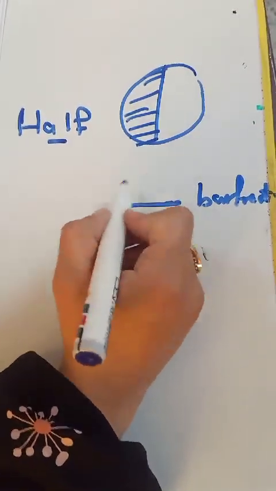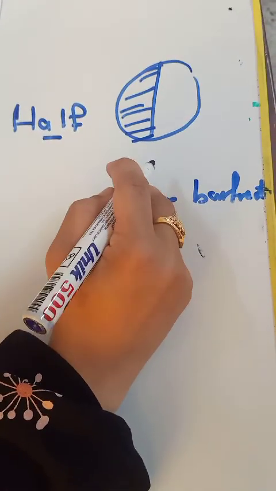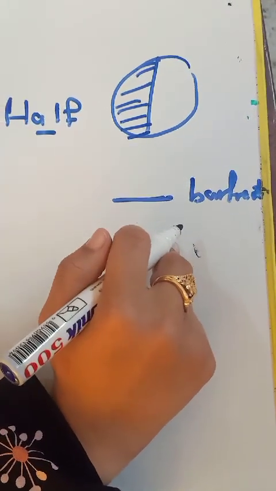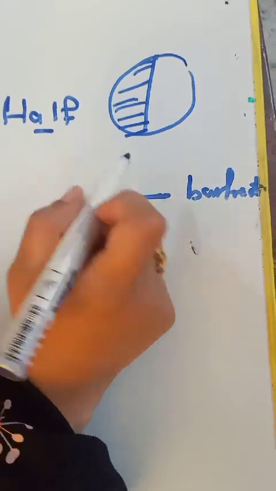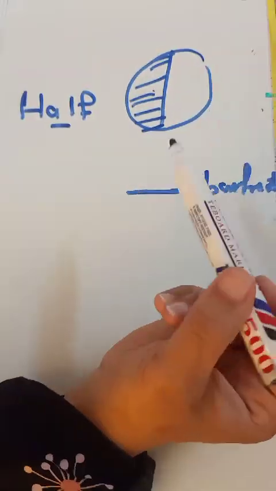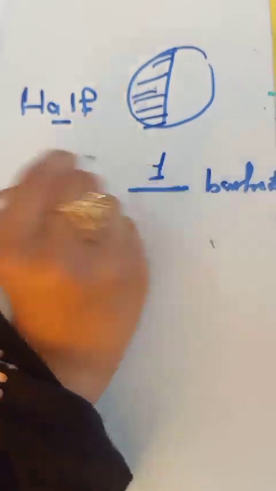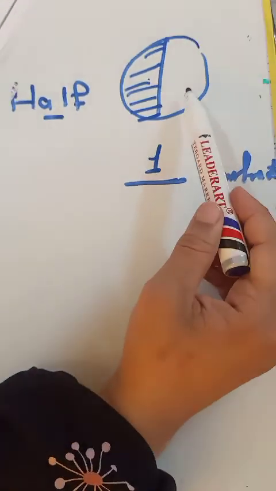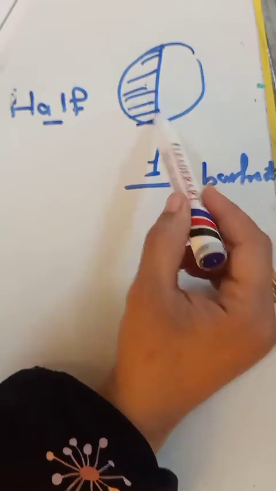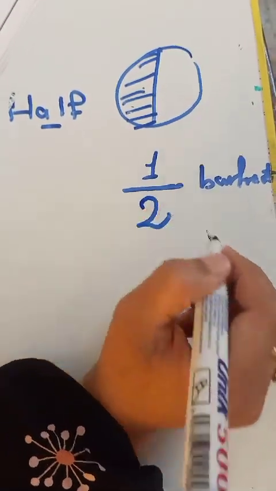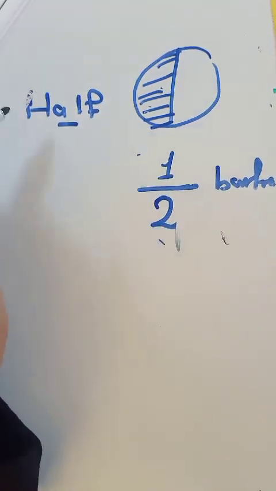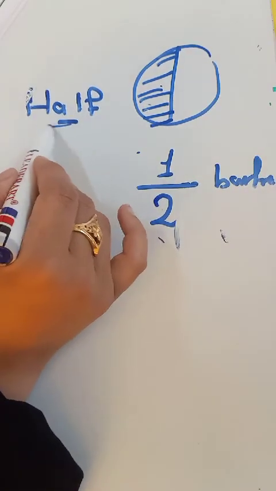The upper part is called the numerator and the lower part is called the denominator. The upper part, how many colored parts? One only, so we write 1. And how many in the denominator? How many all parts? 1, 2. So how to write it? 1/2.